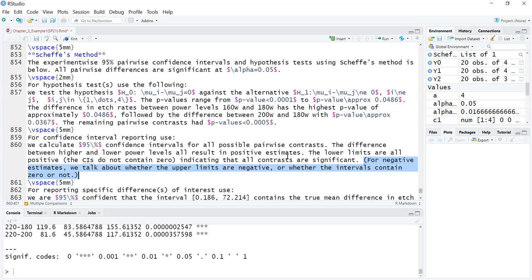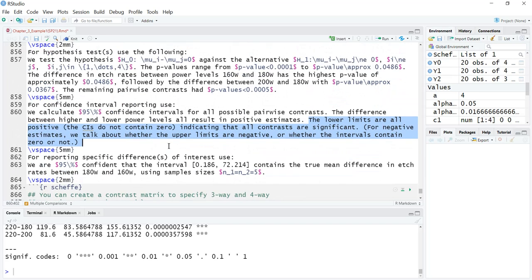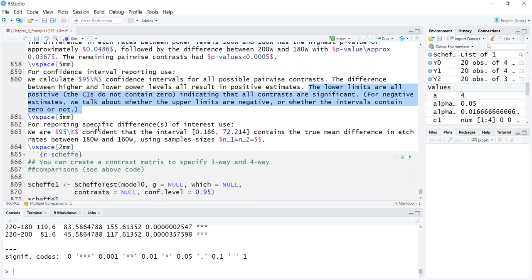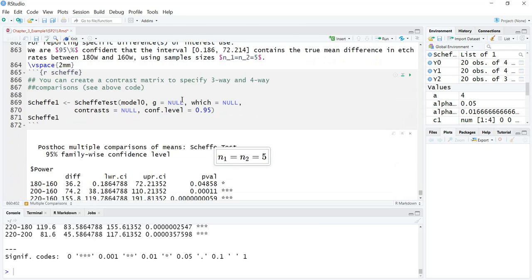Since these are positive ones, the lower limit is not below 0, so it's above 0, and therefore the interval doesn't contain 0. If they were all negative intervals, then the upper one would need to be below 0 for it not to contain 0, or you could just say they do not contain 0. So there's a couple of different ways to state this. And so that's for the confidence interval reporting, and for reporting specific differences of interest, we would use something like this: contains the true mean difference in etch rates between this and this, using sample sizes here. So I've given you 3 different ways to write this up.